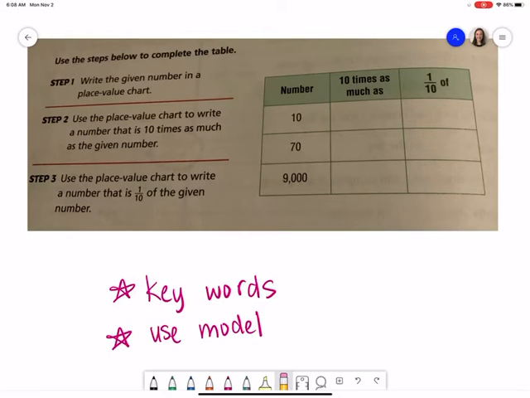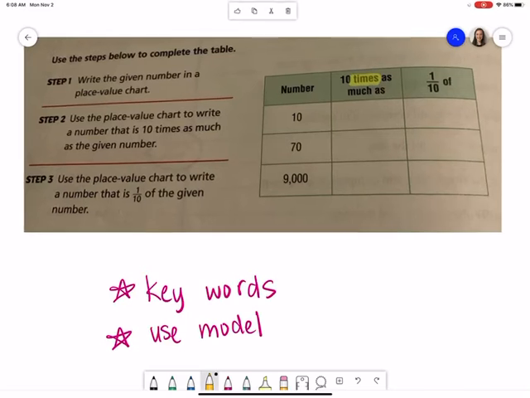Now, I want you to use this table to figure out how many is 10 times as much as the number that they gave, and how many is 1/10 of how many they gave. So first, let's highlight keywords, okay? I really like to highlight keywords because it helps me know what I'm looking at. So first, I'm going to highlight 10 times, okay? So times is my keyword. My key number, I'm going to circle my key number. My key number is 10.